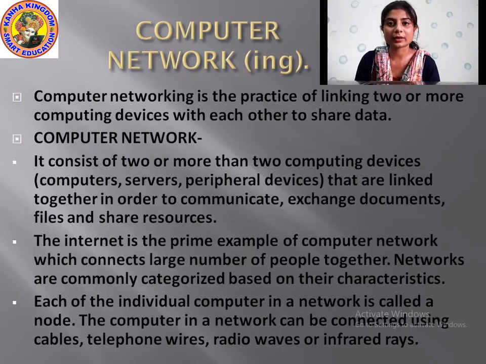That is a computer network. Then the internet is the prime example of a computer network, which connects a large number of people together. Through the internet, much information is shared from one computer to another. Through the internet we can communicate with each other, yes or no? Through mobile phones and emails, these use the internet. It is the worldwide server through which we can communicate with each other. So the internet is considered the prime example of a computer network, which connects a large number of people.